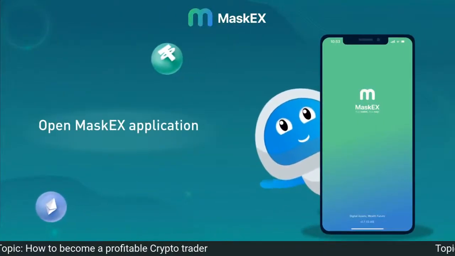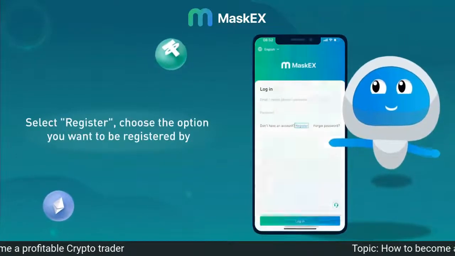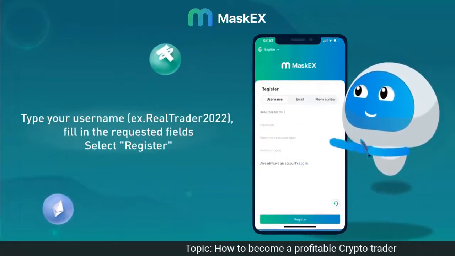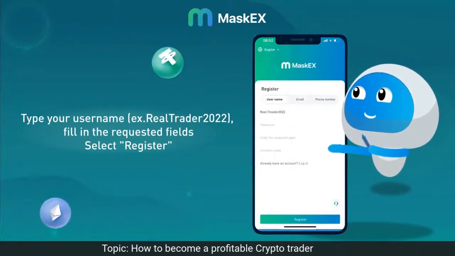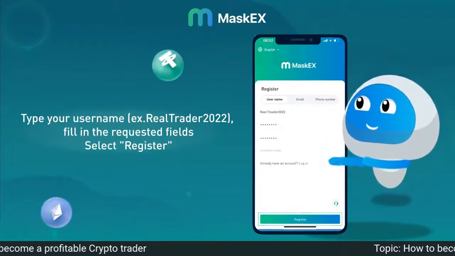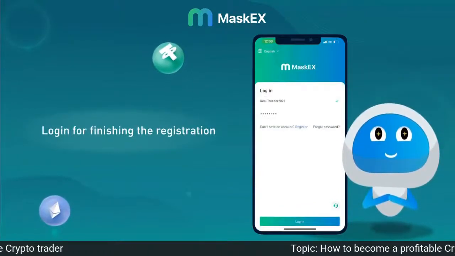Open the MaskX application. Select register. Choose the option you want to be registered by. Type your username as Real Trader 2022. Fill in the requested fields. Select register. Log in to finish the registration.